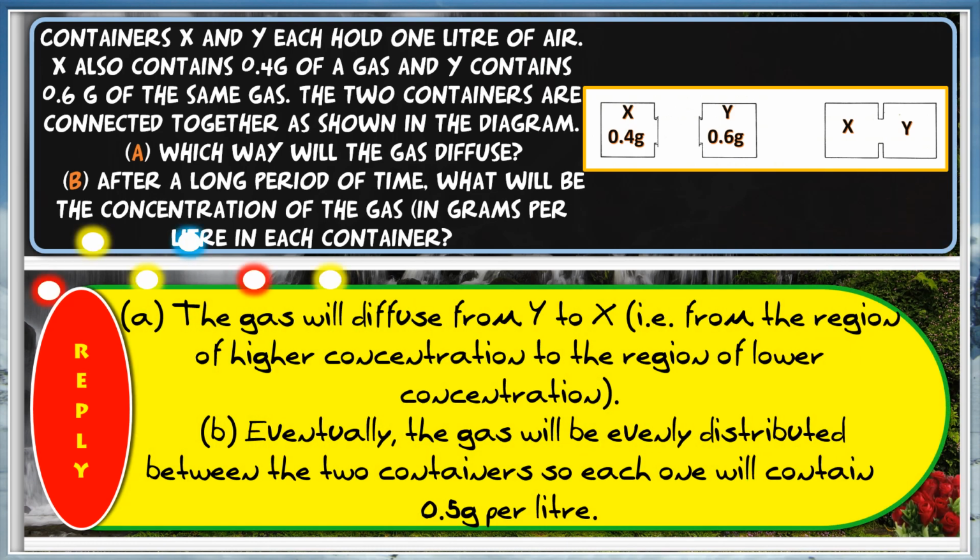Part A. The gas will diffuse from Y to X, that is, from a region of high concentration to the region of lower concentration. And then part B, eventually the gas will be evenly distributed between the two containers. So each one will contain 0.5 grams per liter.